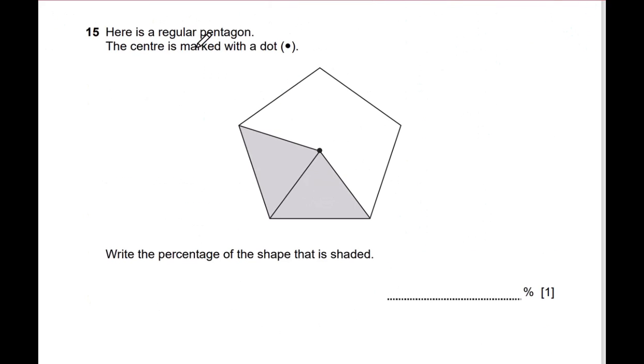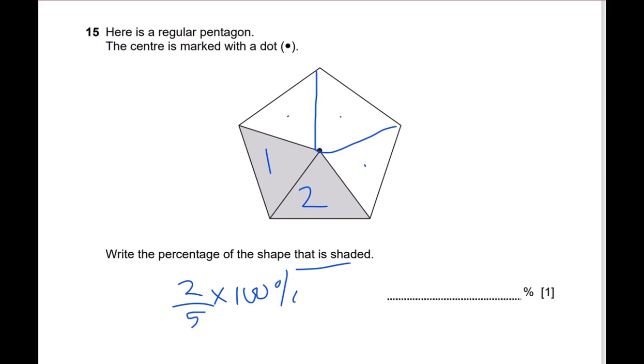Here's a regular pentagon. The center is marked with a dot. Write the percentage of the shape that is shaded. So, a few seconds. Okay, shaded, it is 1 and 2, and it is divided into 5: 3, 4, 5. So it's 2 over 5 times 100. What's your answer, guys? This is mental math. 100 divided by 5 is 20. 2 times 20 is 40%. Alright? Kind of easy, right?